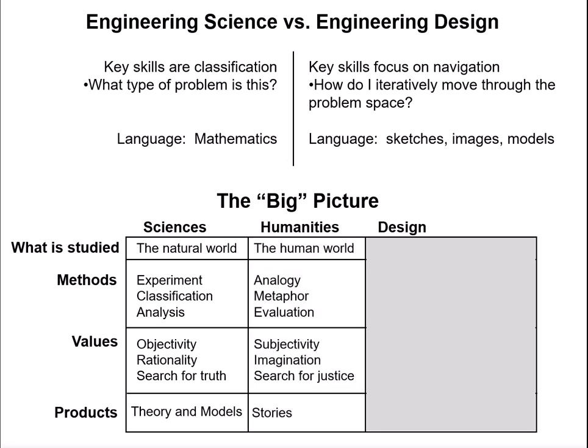In the humanities and the social sciences, we study the human world through analogy, metaphor, and evaluation. We value subjectivity, being able to get in there and understand it from the person's perspective, imagination, and we search for justice, and we produce stories that explain to others how the human world works.